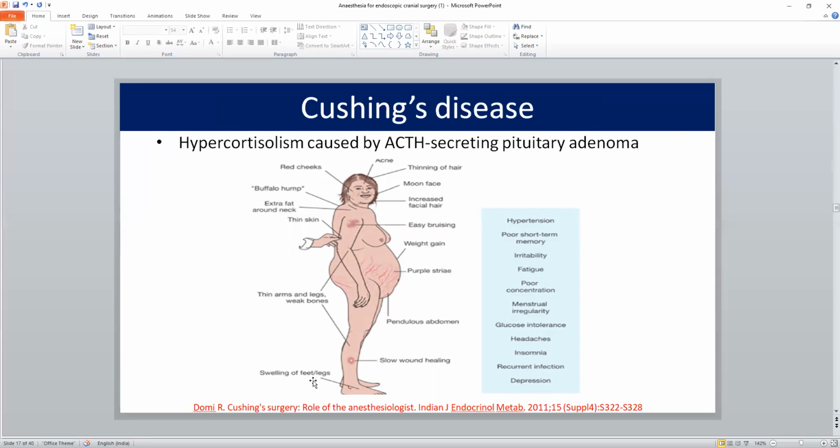Hypercortisolism is caused by the ACTH secreting pituitary adenoma, and this is what you get: red cheeks, acne, thinning of hair, moon face, increased facial hair, easy bruising, weight gain, purple striae, abdominal obesity, slow wound healing, swelling of the feet and legs, thin arms and legs, weak bones, thin skin, extra fat around the neck, buffalo hump. Common problems that are of concern to anesthesiologists are hypertension, poor short-term memory, irritability, fatigue, poor concentration, glucose intolerance, recurrent infection, and depression.